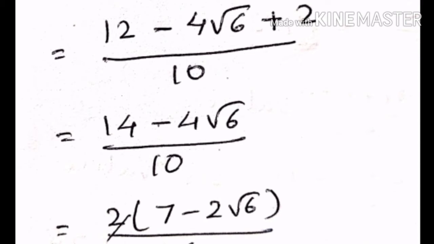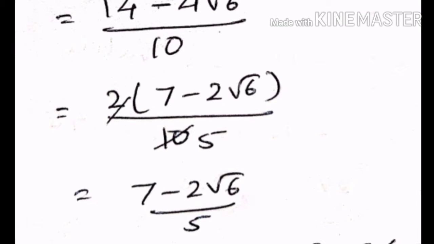In the numerator at most we get 2 common. So taking 2 common in the numerator, in the bracket 7 minus 2 root 6 upon 10. So we cancel this 2 with the denominator 10 as 2 5s are. So we reach the last answer as 7 minus 2 root 6 upon 5, which is our rationalizing by simplification, whatever we get as an answer.